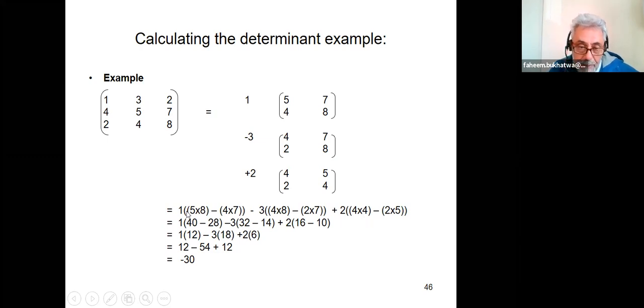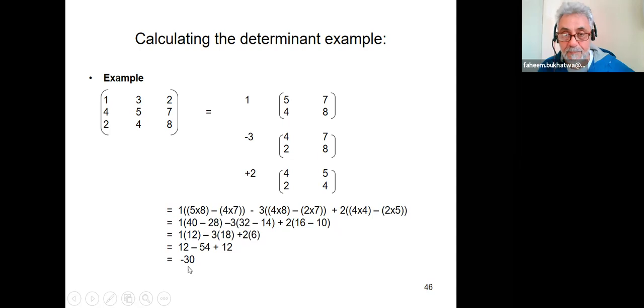And if you add these, 5 times 8 is 40 minus 28. So 40 minus 28 is 12 multiplied into 1, that's 12. The next value is 3 times, 4 times 8 is 32 minus 28, that's 4, multiplied into 3, minus 3 times 4 is minus 12. Plus 12. And if you sum these, you'll get the determinant is minus 30. We also need this determinant to work out the inverse of this matrix. Okay.